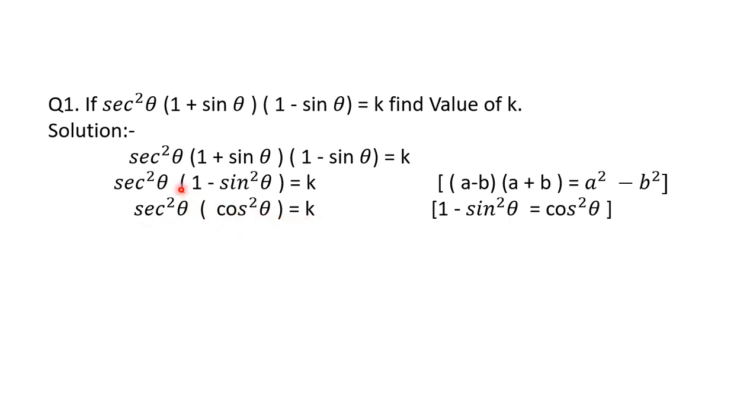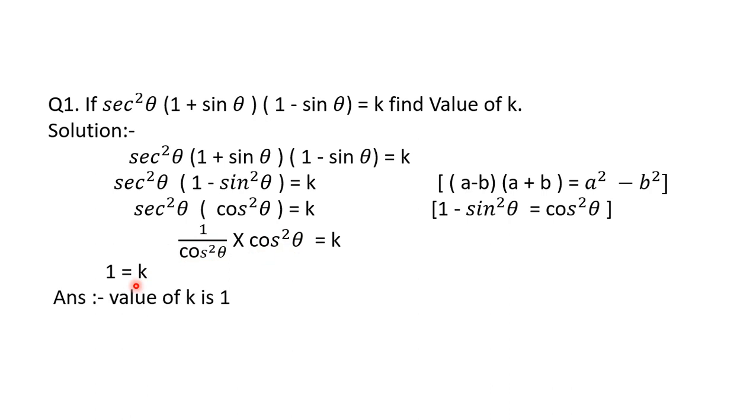Now by the inverse relation, we know that sec theta is 1 upon cos theta. So in place of sec square theta, we can convert this into cos, or we can convert cos into the form of sec. It can be written as cos theta is 1 upon sec theta. In both ways we can write, either we can convert sec into cos or cos into sec. So let's take sec square theta as 1 upon cos square theta, into cos square theta. So both cos square theta will cancel out and we get the value of k is 1.